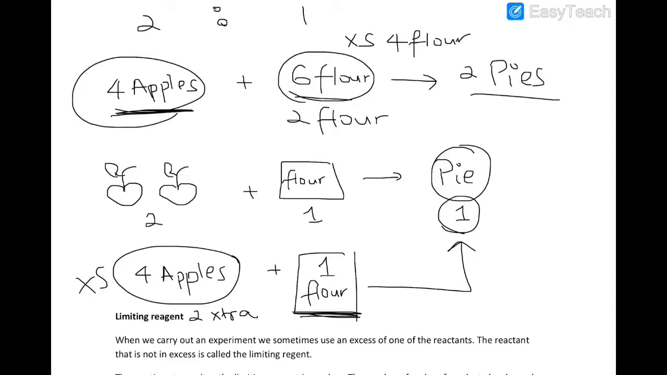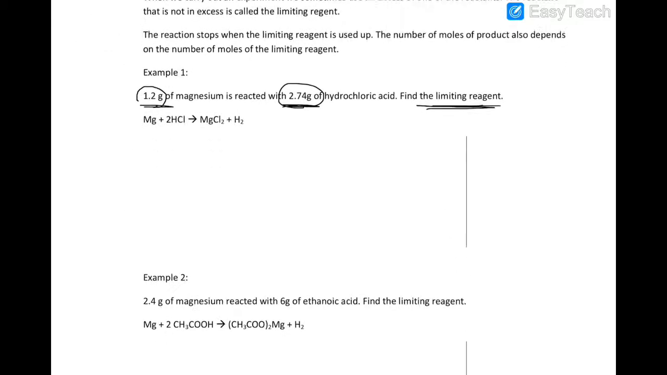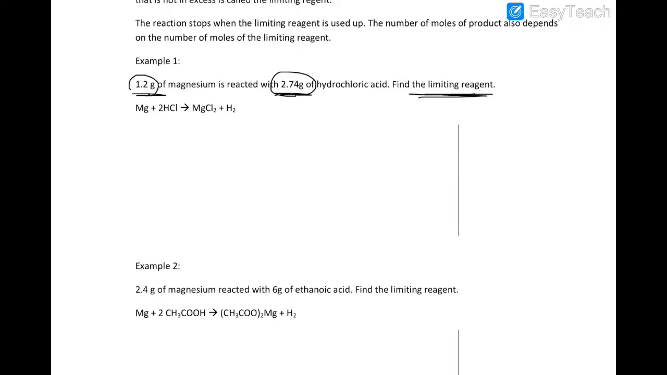So similarly, when we are having a reaction, especially when you have been given the mass of both reactants, there's generally one of them which is in excess and one which is limiting the reaction. So whenever you are given the mass or the number of moles of both reagents, find the limiting reagent before you start any process. So let's see how we do this one.